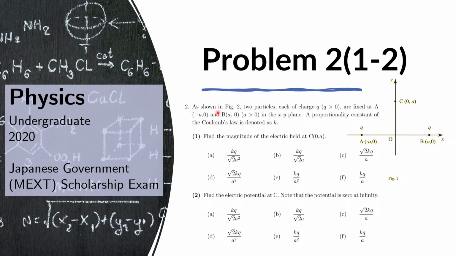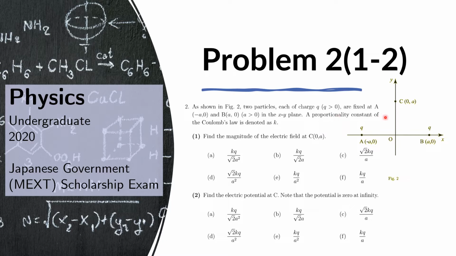It reads, as shown in figure 2, two particles, each of charge Q, where Q is greater than 0, that means Q is positive, are fixed at A, which is at (-a, 0), and B, which is at (a, 0), where a is again a positive number in the xy plane.